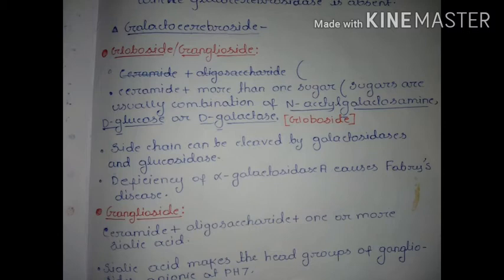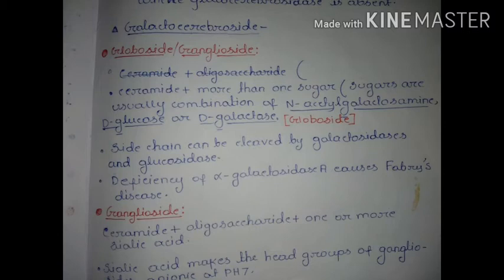This is an abnormal condition. When Fabry's disease occurs, there is an enzyme that is called alpha galactosidase A. In absence of alpha galactosidase A, the accumulation of the globoside occurs, and due to accumulation of globoside there may form some abnormal conditions that ultimately lead to a disease that is called Fabry disease.